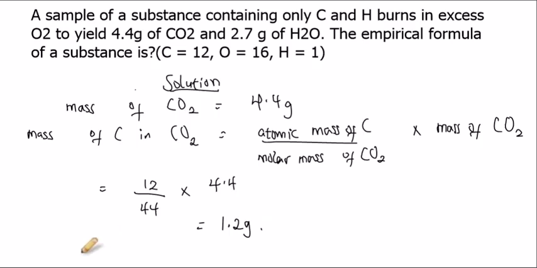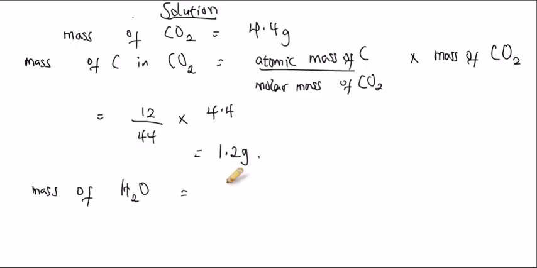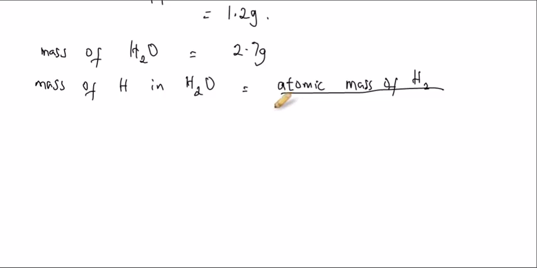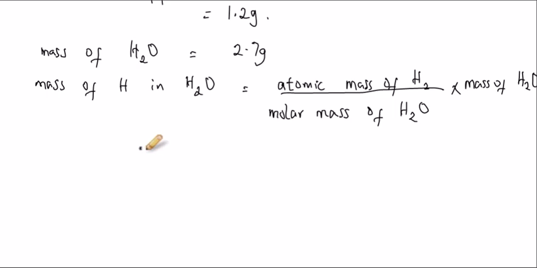Now for hydrogen, the mass of water is 2.7 grams according to the question. So the mass of hydrogen in water will be the atomic mass of hydrogen divided by the molar mass of water, multiplied by the mass of water itself. Here we have the atomic mass of hydrogen, that will be 2 times 1, that's 2. So we have 2 divided by the molar mass of H2O, that's 18, multiplied by the mass of water itself, which is 2.7. Calculating this, we have 0.3 grams.